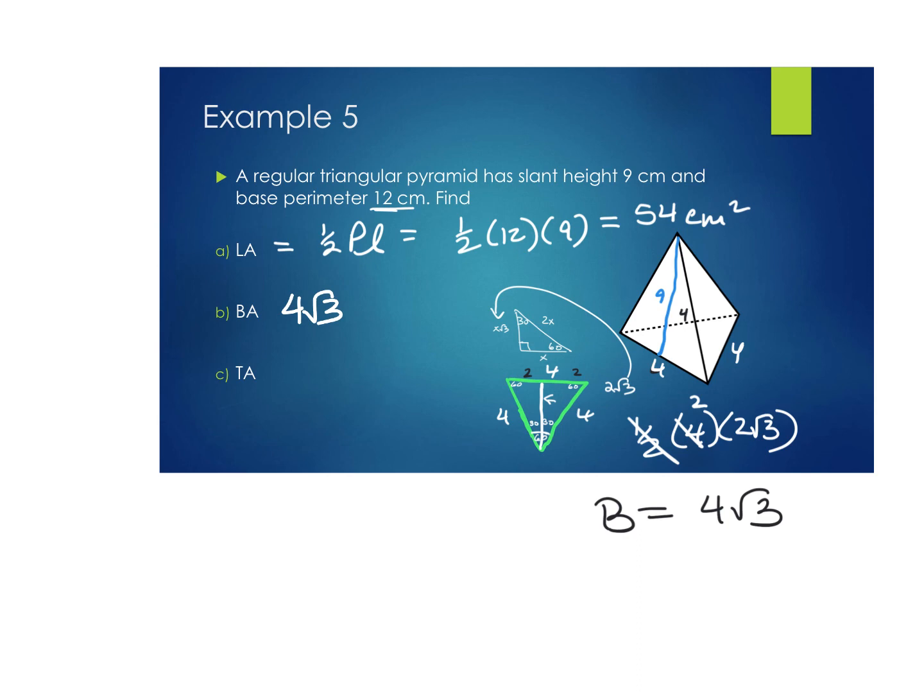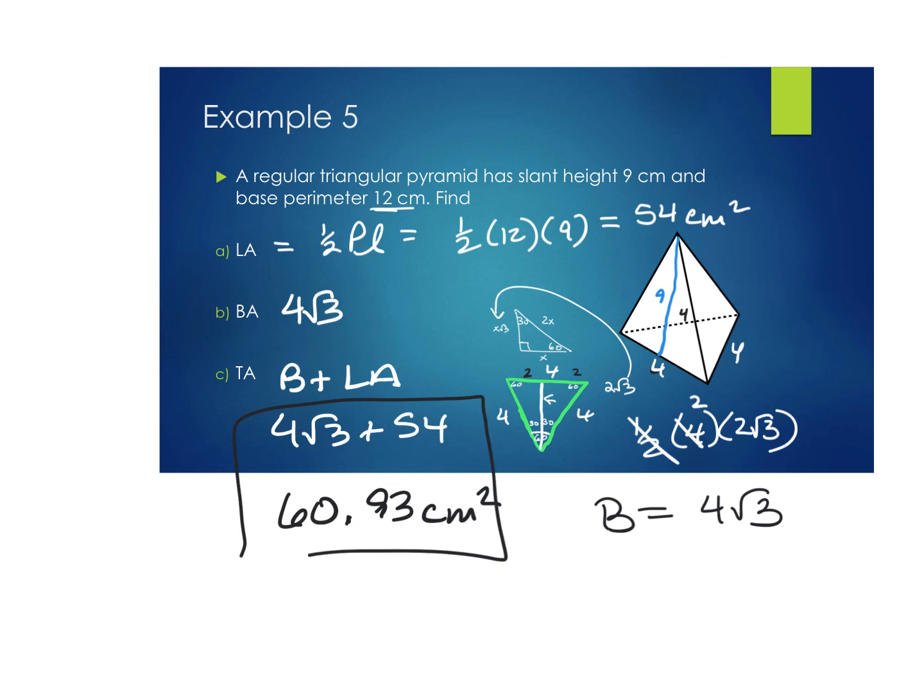And now for total area, it's just base plus lateral area. So 54 plus, oh, sorry, I'm doing this backwards. Base area is 4 square root 3. Lateral area was the 54. Now, if it says to leave it in simplest radical form, this is how we'll leave it. However, if the instructions say round to the hundredths place, we would figure out what the square root of 3 is, and this would give me 60.93 centimeters squared. So just make sure you read how they want you to leave the answer.